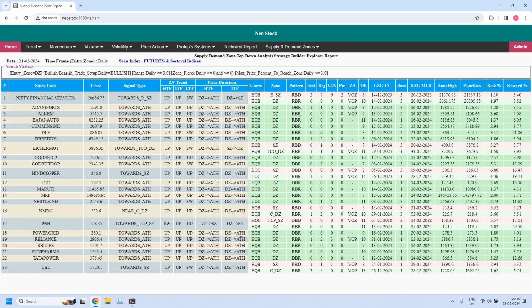But are there any stocks moving towards the demand zone? See here, HR Motor is moving towards the demand zone. And NMDC is currently moving towards the demand zone. But HR Motor is already tested once. NMDC is also tested once, but it is a high liquidity zone.